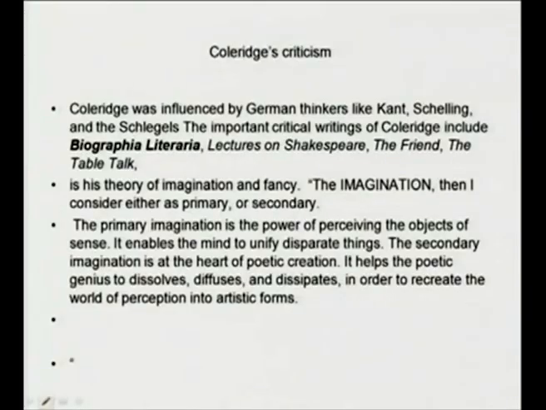Well, when we come to the Biographia Literaria of Coleridge's criticism, he says, especially on the theory of imagination and fancy, that the imagination I consider either as primary or secondary. The primary imagination is the power of perceiving the objects of sense. First, primary is how you perceive the objects of sense. Whether you go to the Middle Ages, whether you go to the supernatural, whether you go to the everyday world, it enables the mind to unify disparate things. Secondary imagination is at the heart of poetic creation.